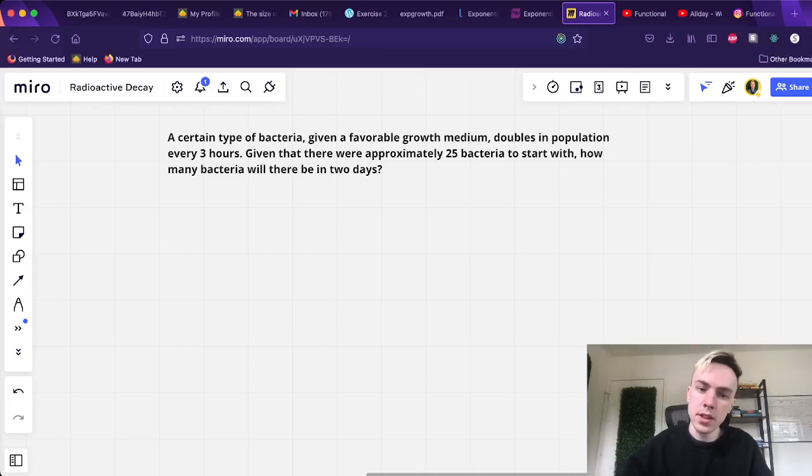A certain type of bacteria, given a favorable growth medium, doubles in population every 3 hours. Given that there were approximately 25 bacteria to start with, how many bacteria will there be in 2 days?